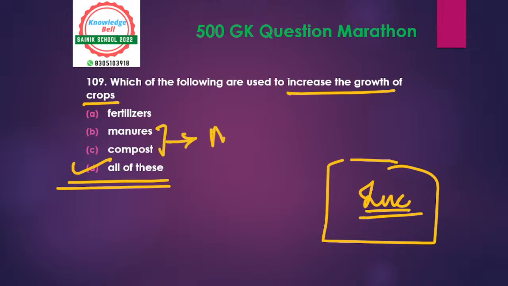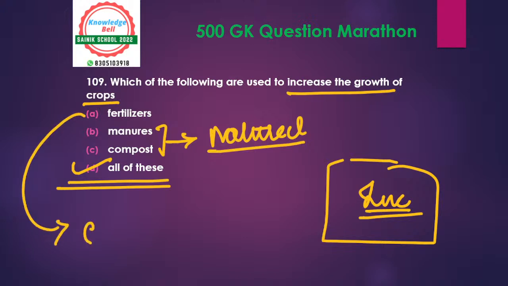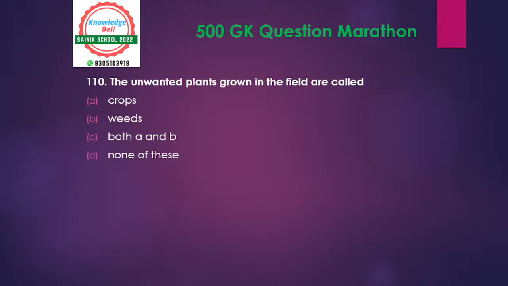Manure and compost are made up of natural substances. They are natural, but fertilizers are artificial. They are chemically created. Right answer for the question will be option D.